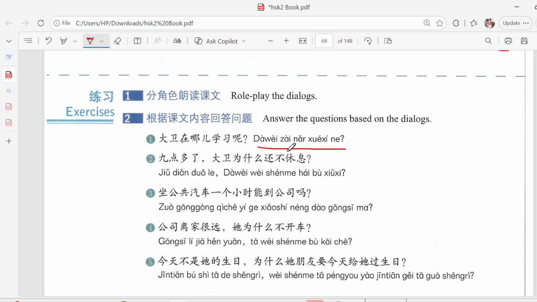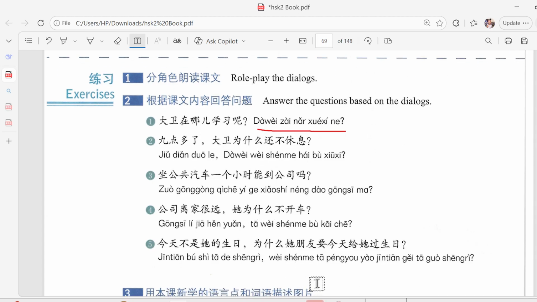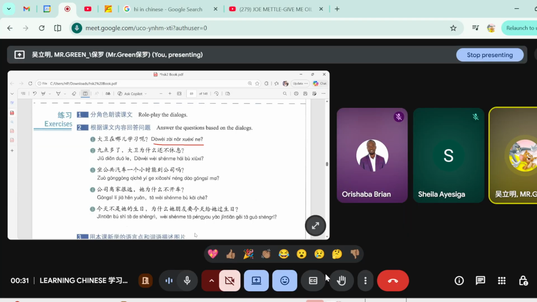It's like drinking water. 大卫在哪儿学习呢? Where is David studying from? Where is he studying? Anyone can answer this, right? Because we looked at the dialogues. Now, I want somebody to challenge me tonight and answer this number 1, and you'll win my prize tonight. 大卫在哪儿学习呢? Where is David studying? Somebody wants to challenge 老师?